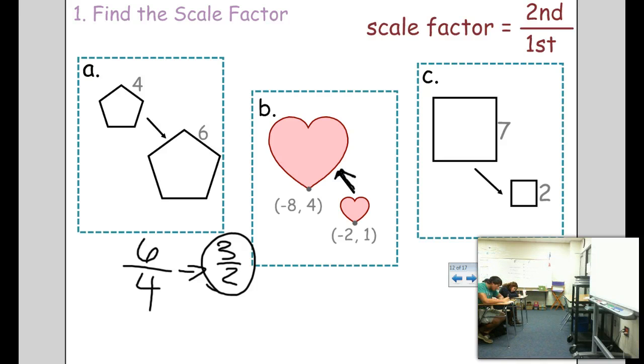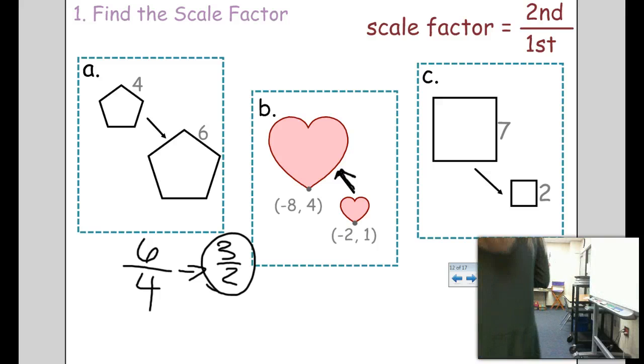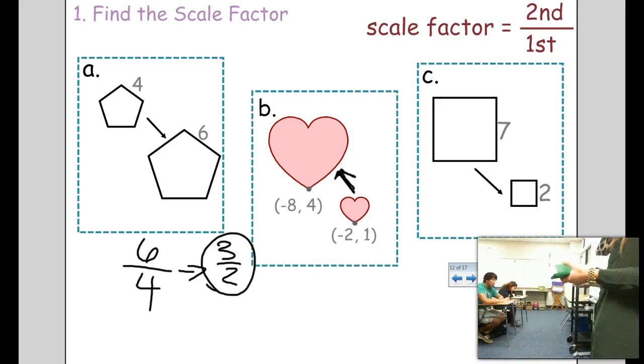These are coordinates. So which coordinate do I use? Do I use the X or the Y? Which one? Trick question. Doesn't matter. You can use the X or the Y or both. I don't care. It should be the same answer or else they're not similar.